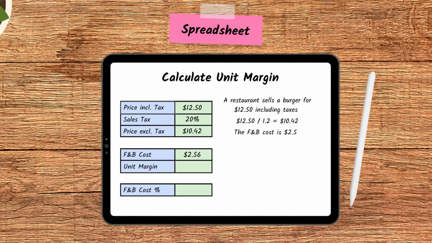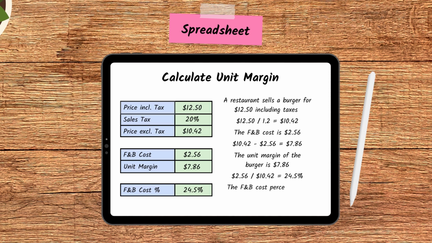The F&B cost for this burger is $2.56. $10.42 minus $2.56 equals $7.86. So the unit margin of the burger is $7.86. Now, if we want to calculate the percentage of the F&B cost, this is $2.56 divided by $10.42, and that equals approximately 24.5%. So the percentage of food and beverage cost on this particular burger is approximately 24.5%.